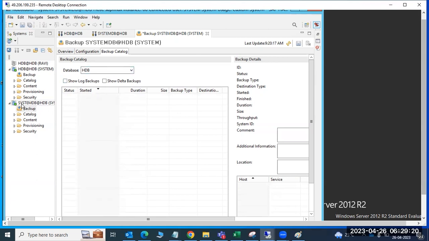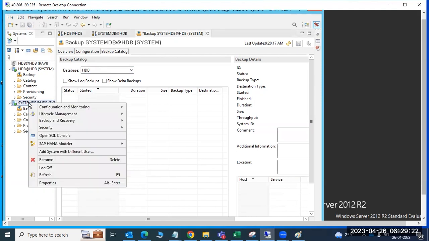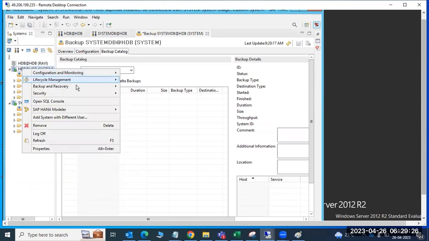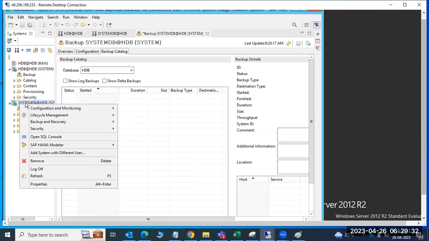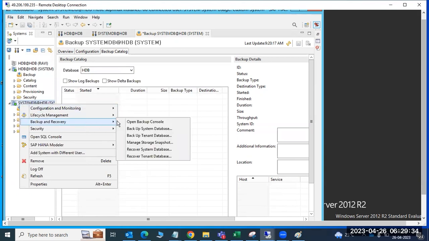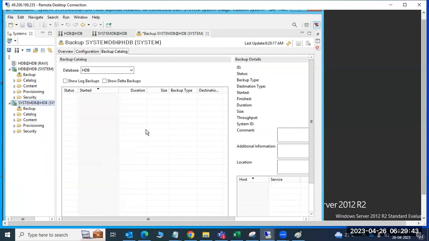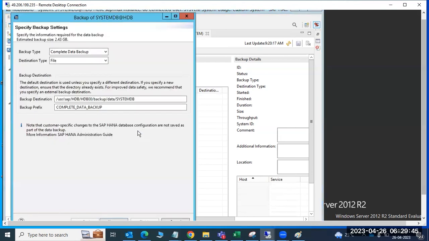Okay, so if you are taking the backup, you need to take it from system DB only, not from the tenant DB. There is no option in the tenant DB, we can see that. If you want to take the backup, go to the system DB, then backup of the system database or backup of the tenant database. We have the option here, backup. So where is the backup location here? This is the backup location.